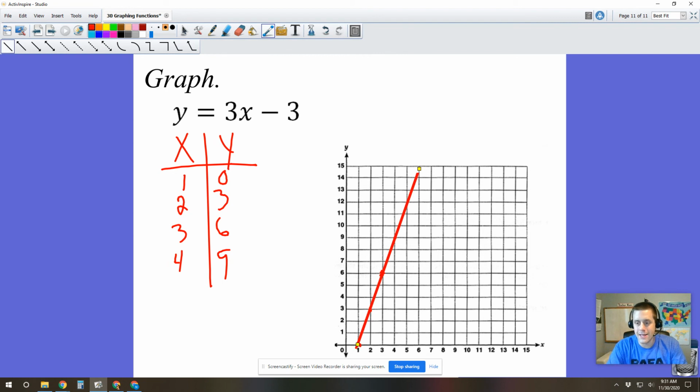At this time, make sure you complete the independent practice for graphing functions, take a picture of your work, and upload that file for submission.